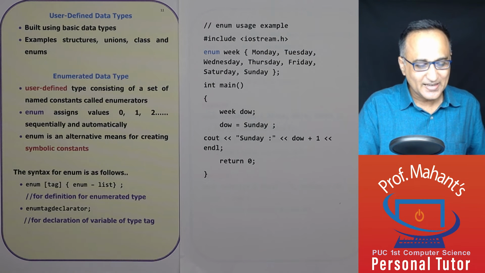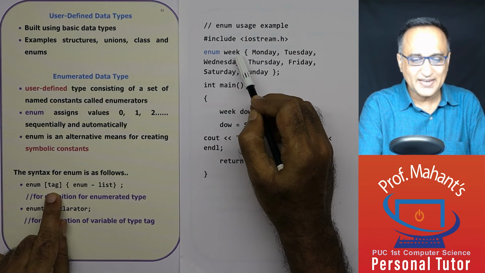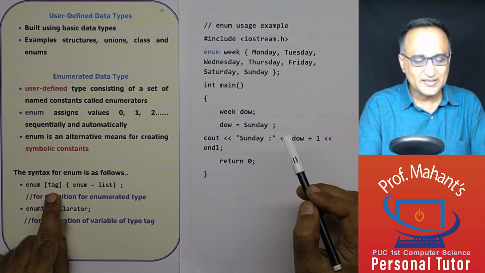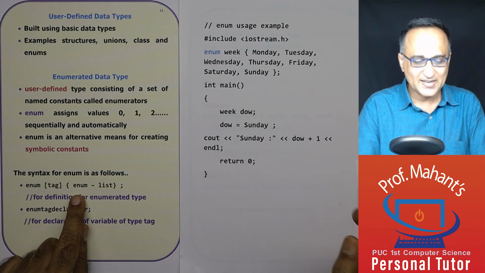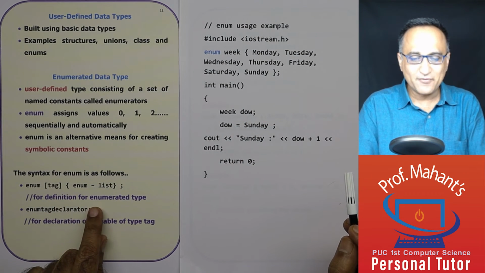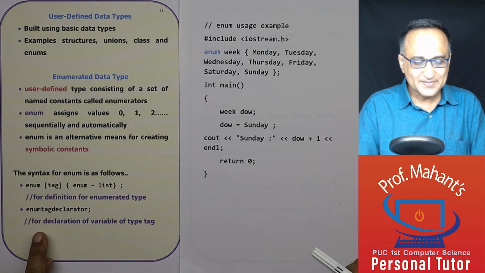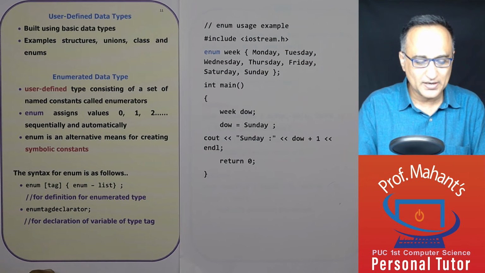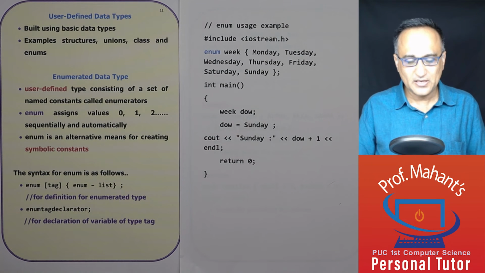The syntax for declaring an enum is enum and a tag. This week happens to be a tag. Using this tag, I can create variables of this particular data type. And then this enum list stands for Monday, Tuesday, Wednesday, Thursday, Friday, Saturday and Sunday. This is the definition of the enum type. Now, if I have to create an enum type variable, I'll use the tag and declare it something like this: week, day of the week, for declaration of a variable of the type tag. All right, so this is how enum works.